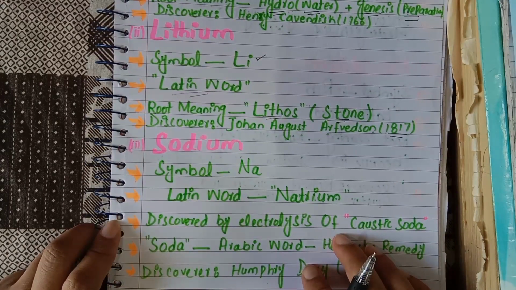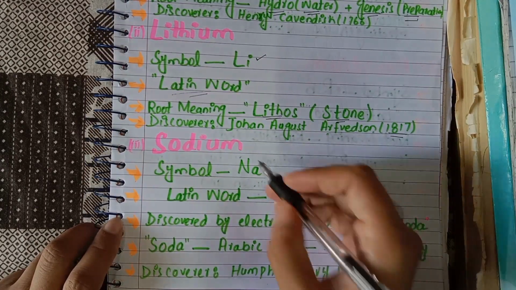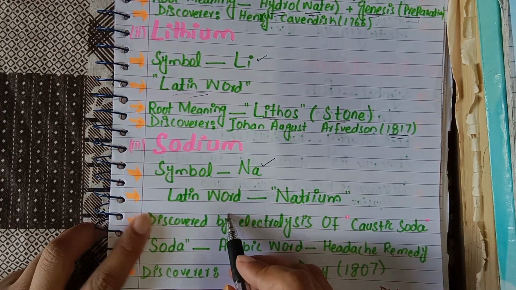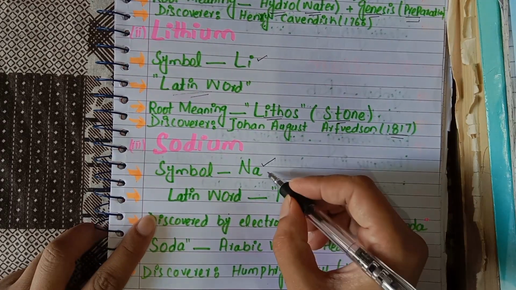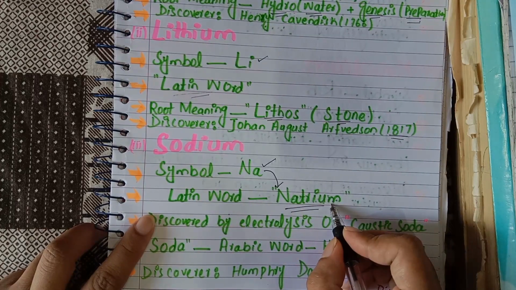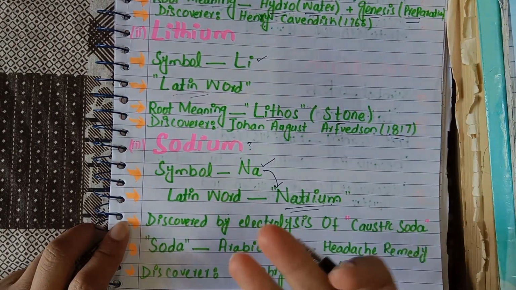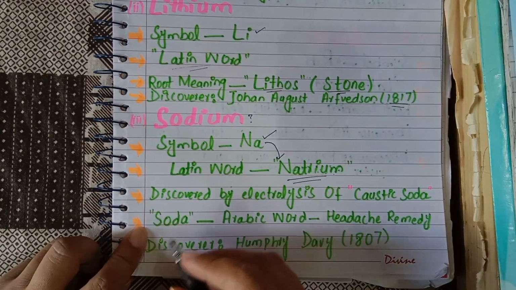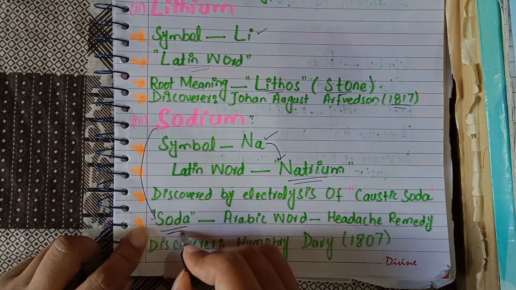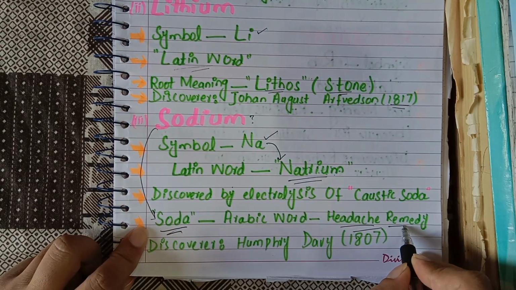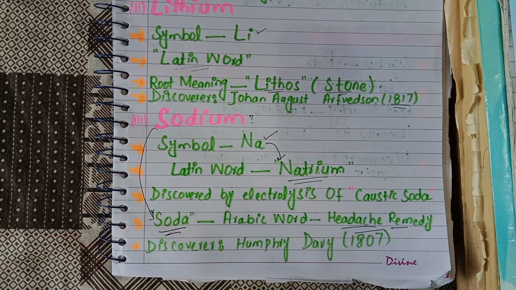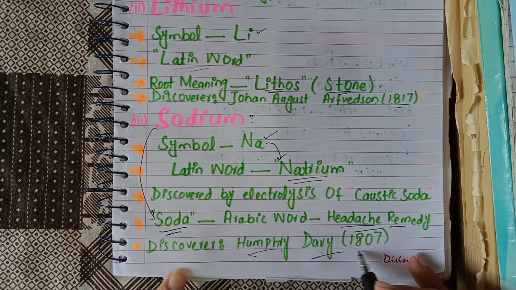Now the next element is sodium, and the symbol for this element is Na. Basically in Latin, sodium is termed natrium, and its symbol is derived from the Latin word natrium. Now the question is, why do we call sodium sodium? Basically the term sodium is derived from the Arabic word soda. Soda means headache remedy, because initially it was found that soda has some properties or a role in reducing headache. That's why this element is termed sodium, and it was discovered by Humphry Davy in 1807.